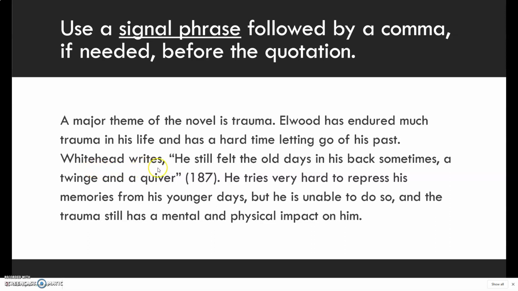But here the writer is Whitehead, so we can say Whitehead writes, and then a comma for this type of signal phrase, and then the quotation, no period until after the parenthetical citation. Now, unlike the last parenthetical citation that had the last name of the author, this one just has the page number with no p period, anything like that, just the page number itself. And the signal phrase has the author's last name, so that's why we don't have to have it there. If we did not have the author's name to introduce the quotation, we would need it in the parenthetical citation.